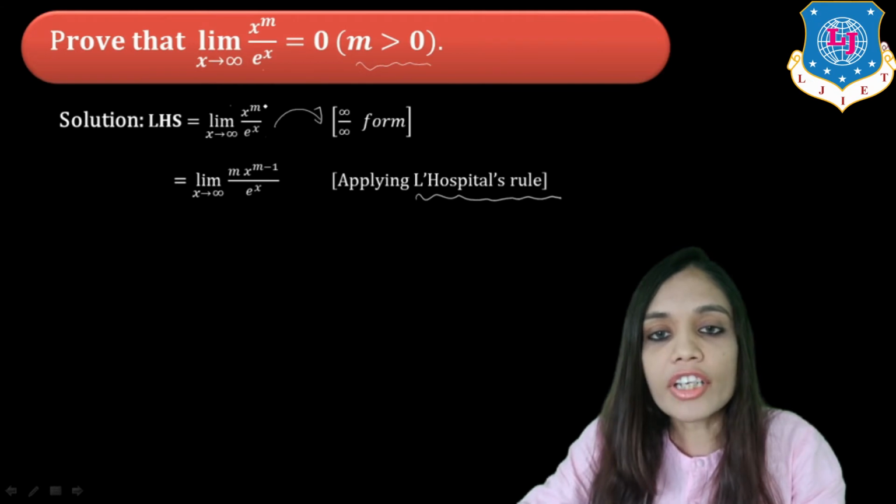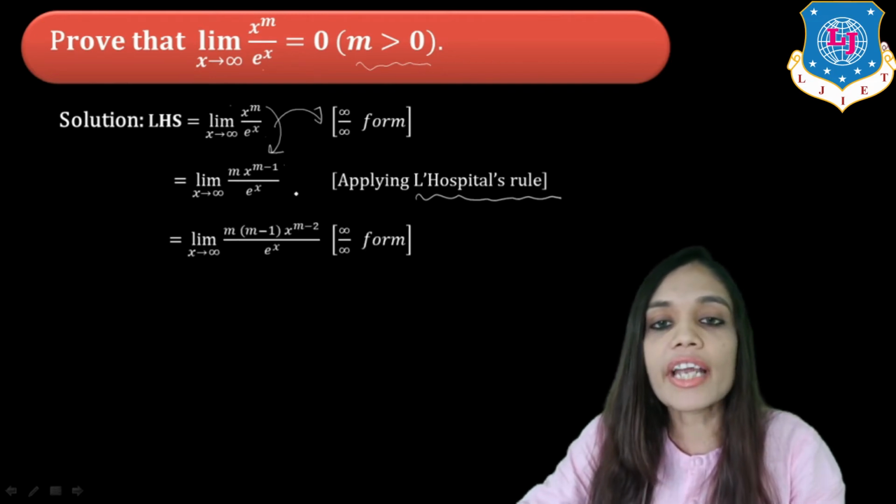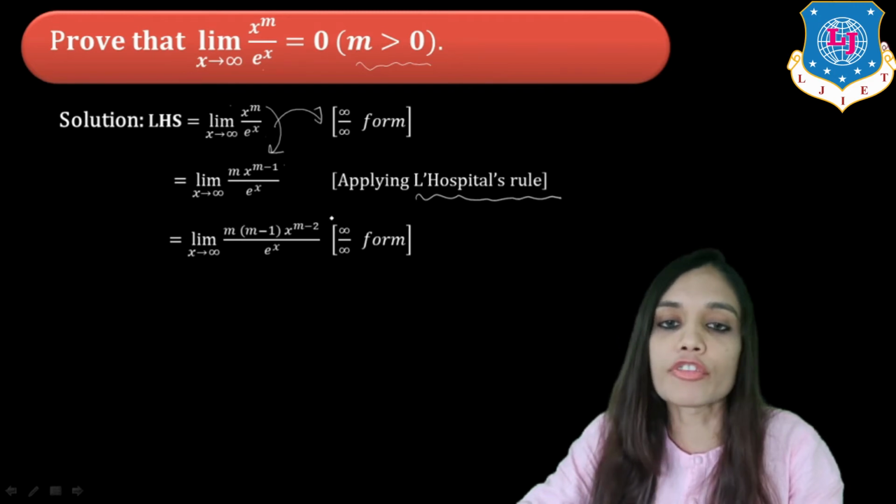So we have to apply our L'Hopital's rule and do the derivative of the numerator and denominator separately. So derivative of this will be equal to m into x raised to m minus 1 upon e raised to x. But again we are getting infinity by infinity form, right?